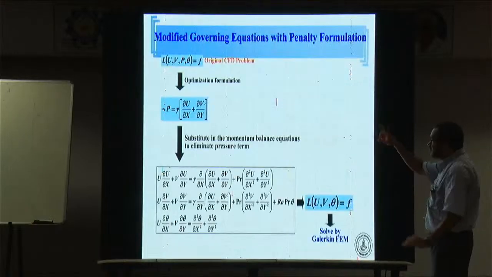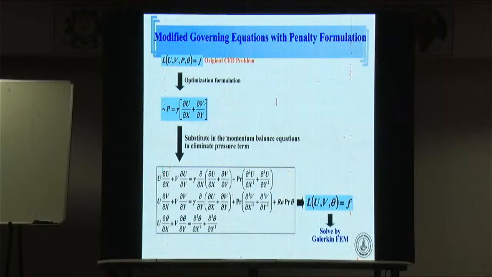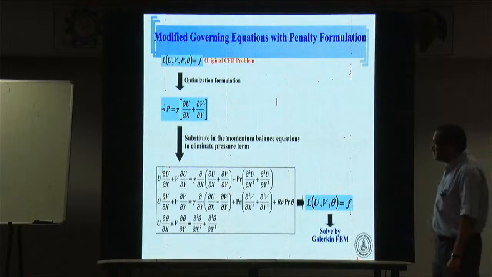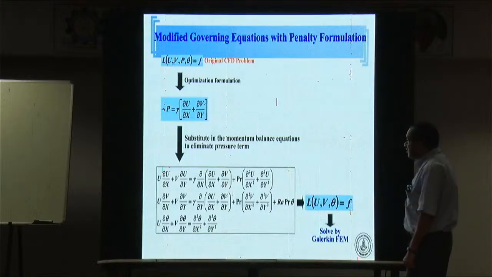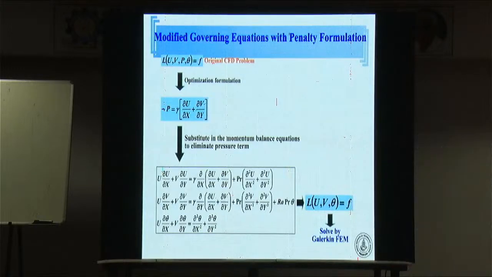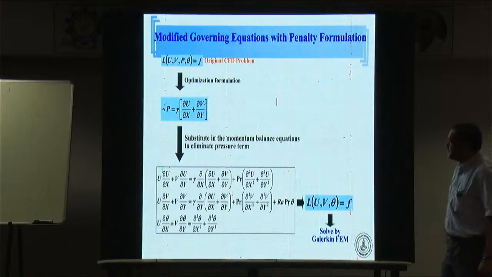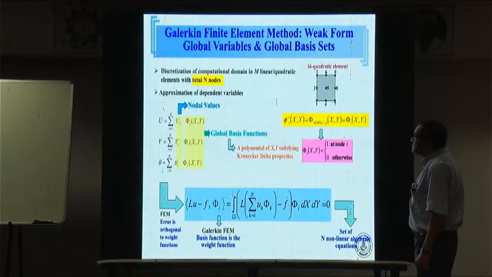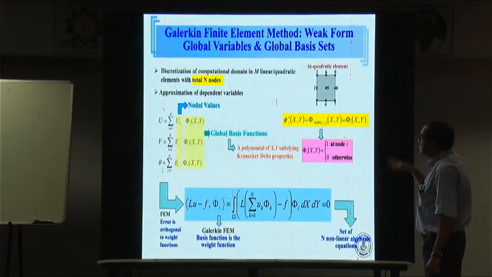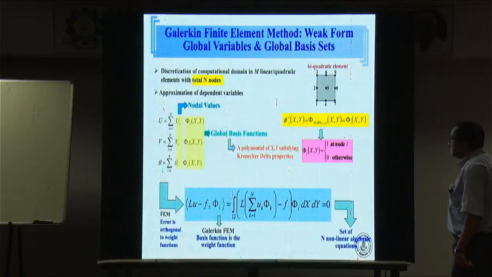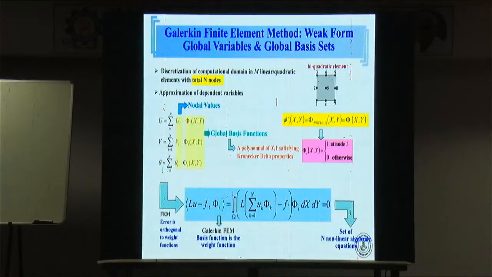Yes, so when you have P equals minus gamma times dou u by dou x plus dou v by dou y, you get these modified Navier-Stokes equations where you can see there is no pressure, and that will be solved by the Galerkin finite element method. Next slide please. So this is the Galerkin finite element method, weak forms, global variables and global basis set. This is the overall format if you want to implement the finite element method.